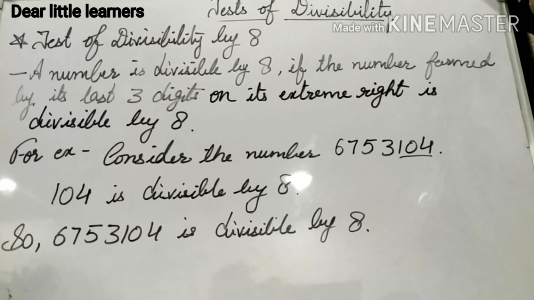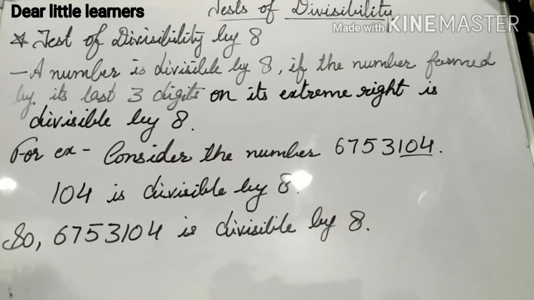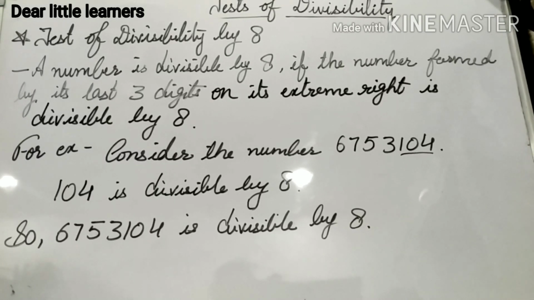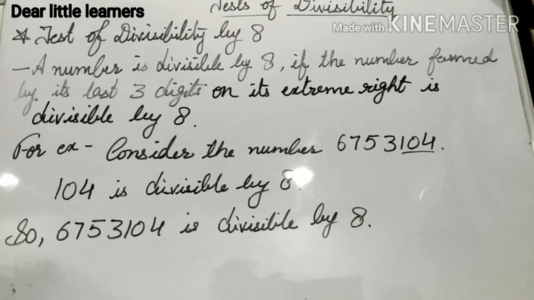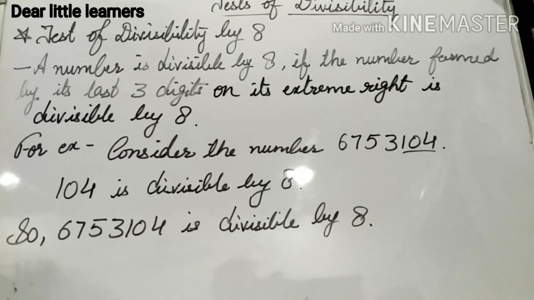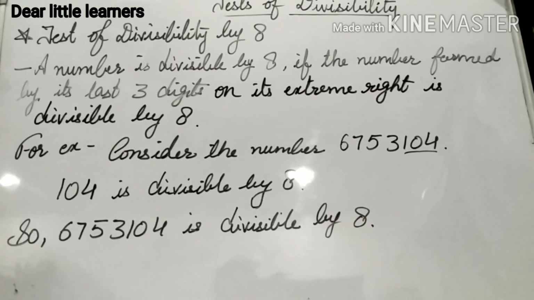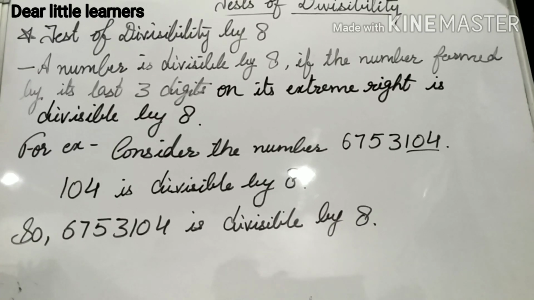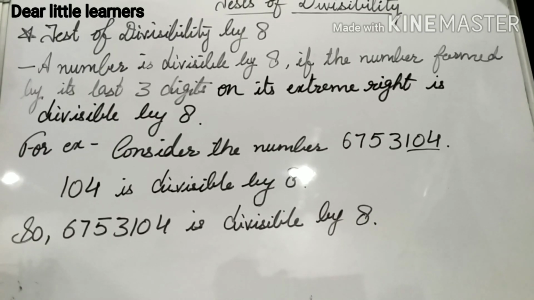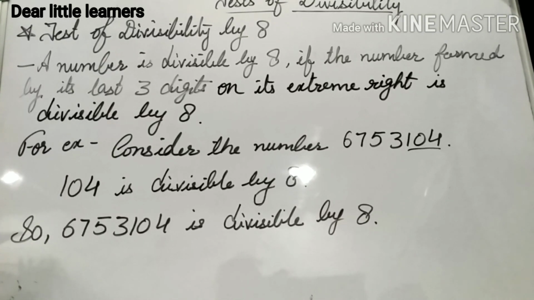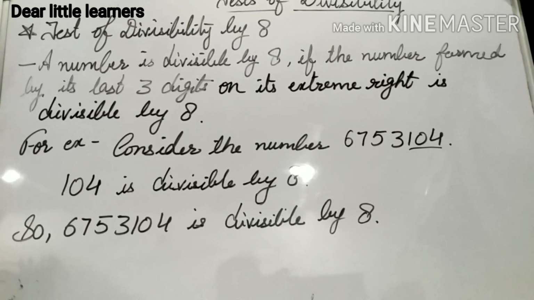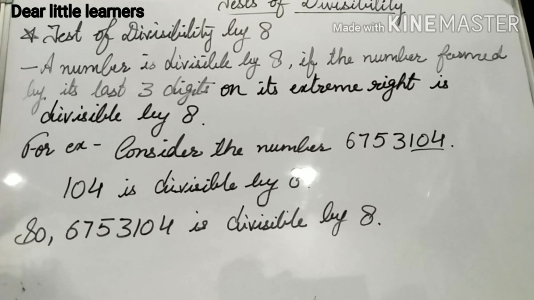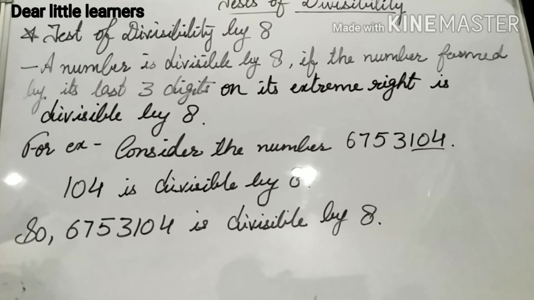Now the next is the test of divisibility by 8. A number is divisible by 8 if the number formed by its last 3 digits on its extreme right is divisible by 8. Similarly, we did this in 4, children. In divisibility by 4 we took the last 2 digits, but in divisibility by 8 we have to take the last 3 digits. I will show you with the help of an example.